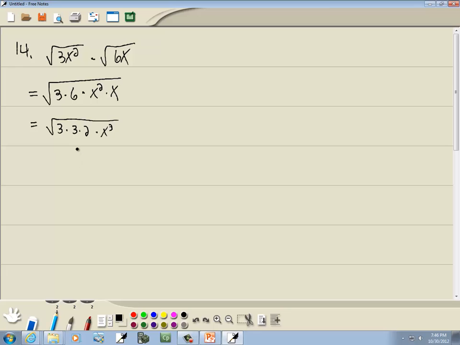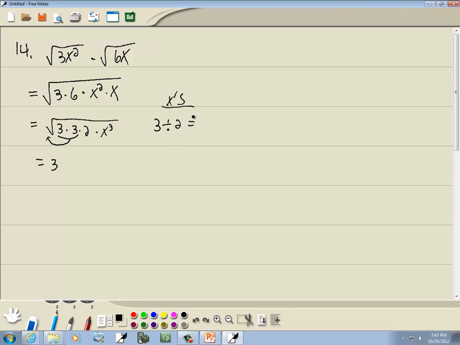Now remember, we're looking for a pair of somethings. Here's a pair of 3's. Those are going to come out in front as a single 3. Now the x to the third. Let's talk about the x's. Again, we'll take our power, which is 3, and you divide by your index. And this is a square root, so again it's 2.